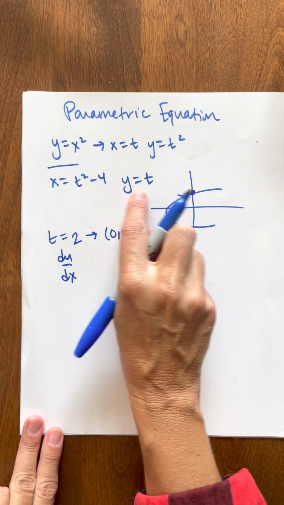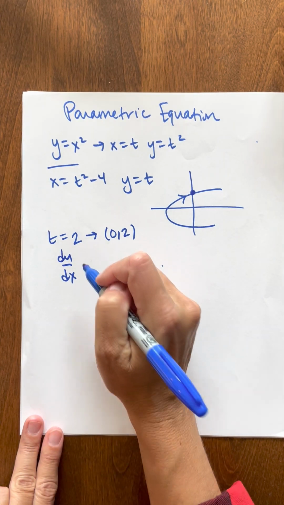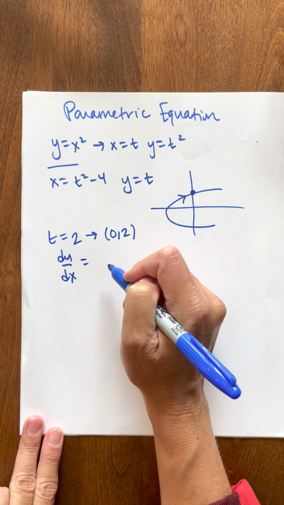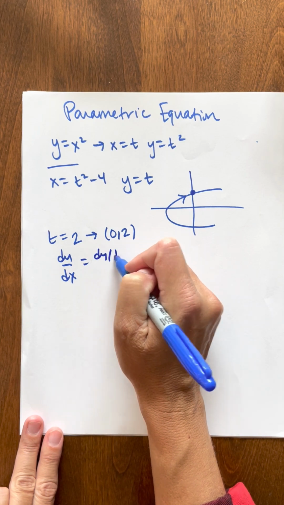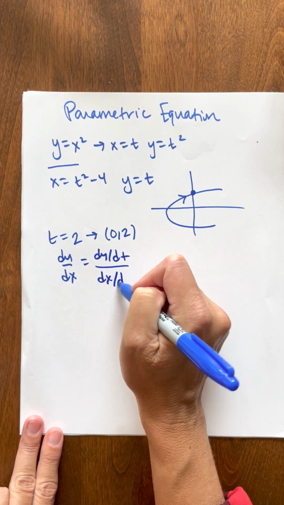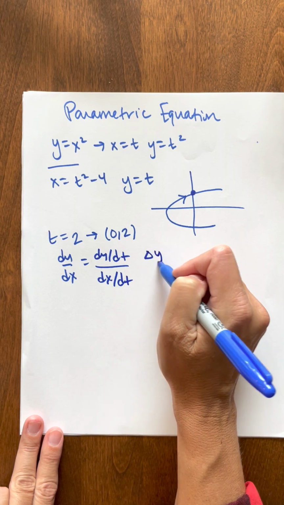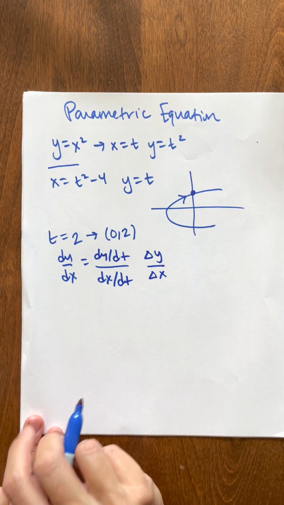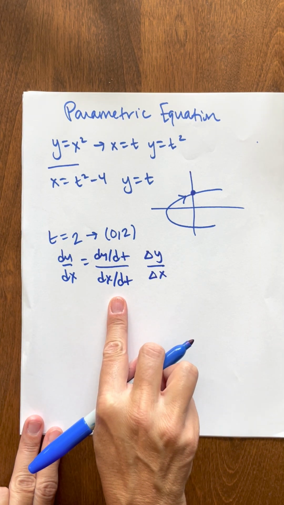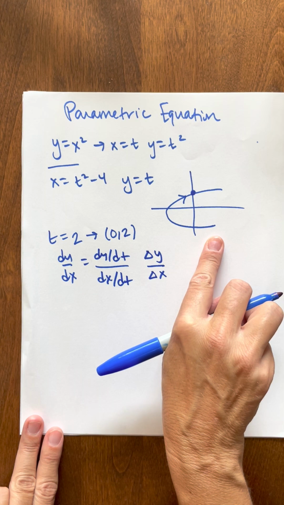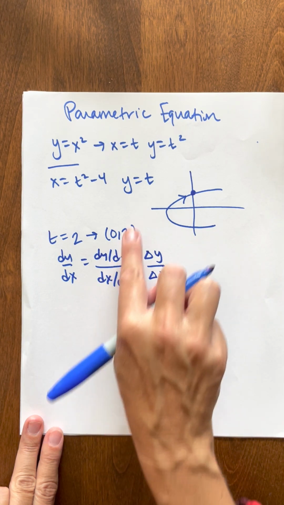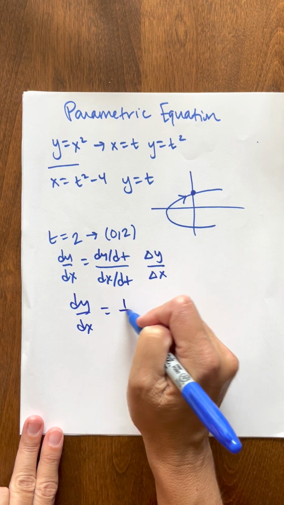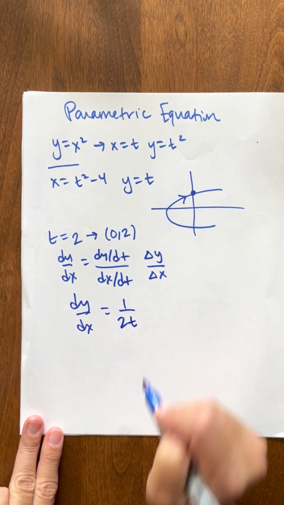Well, y is changing with t and x is changing with t. So if I think about this as dy dt over dx dt, this ratio gives me the change in y over the change in x. So looking at these two functions, to find the slope in terms of this plane, I would have dy dt, which is 1, over dx dt, which is 2t.